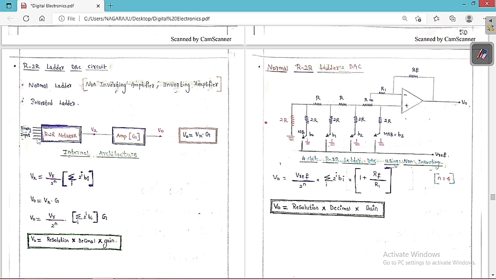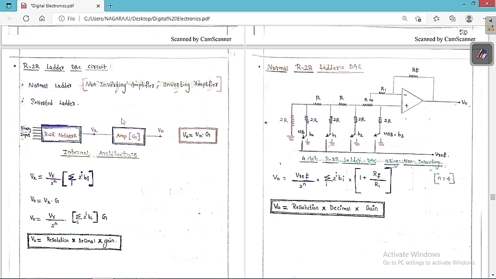I have already told you that in the previous case this is the R2R network. For the R2R network, whichever extra 2R resistance is there, the switch just beside it is called the LSB. Here the input is binary, and we are going to get Vx. Just now I told you the expression: Vx is equal to V reference by 2 to the power of n into the decimal equivalent of this binary input. This is called Vx.